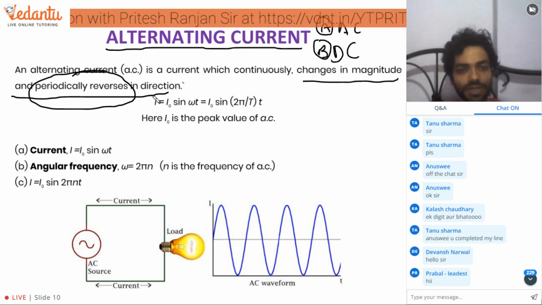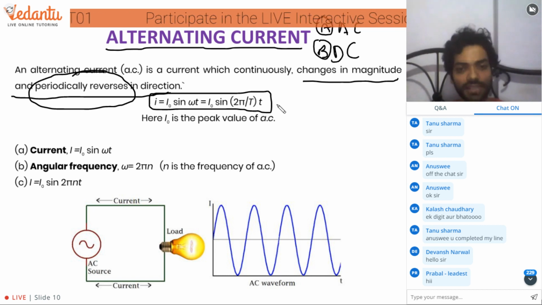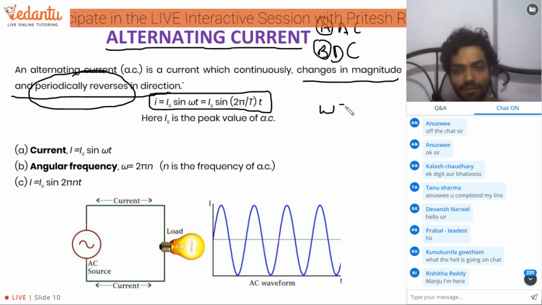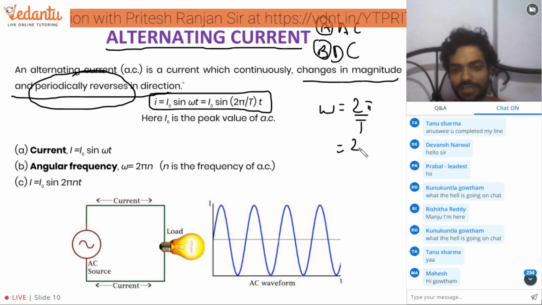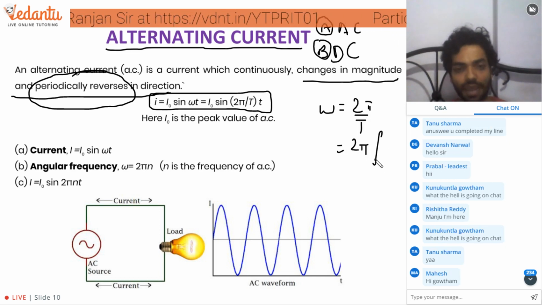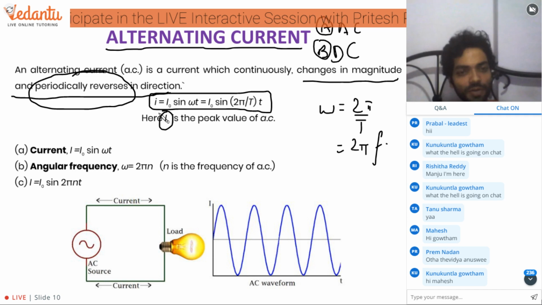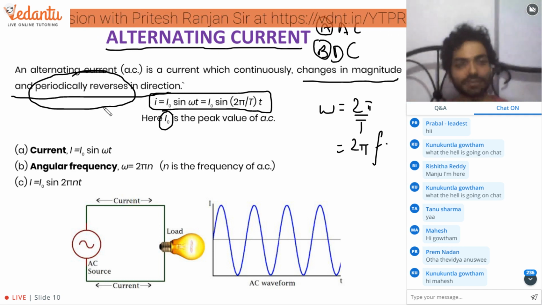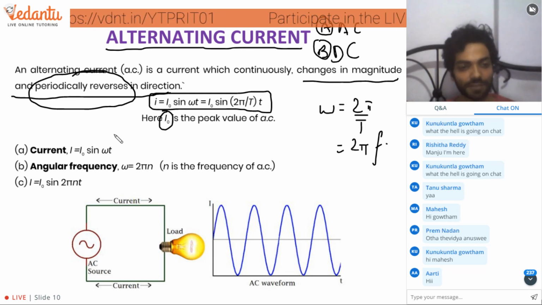Alternating current, as you can see, is represented by this equation: I is equal to I naught sine omega t, where omega is the angular frequency, which is 2 pi by T, which is also equivalent to 2 pi f. Here I naught is the peak value of alternating current. The basic thing I wanted to convey is that whatever current you get in your household is continuously changing its magnitude as well as direction periodically.